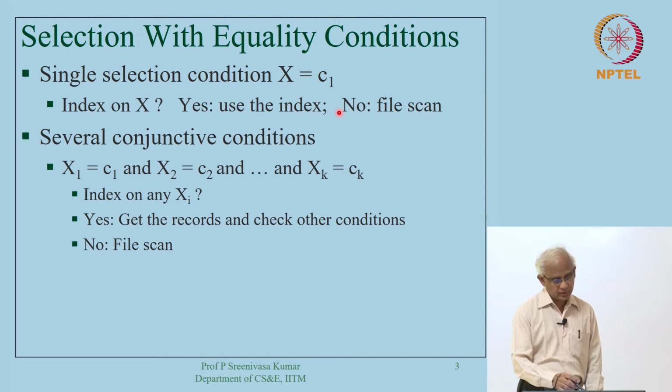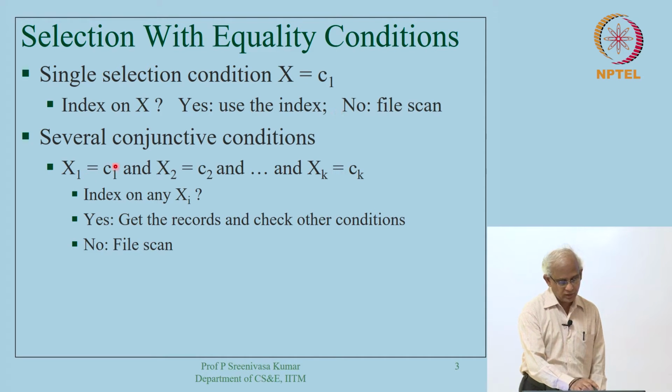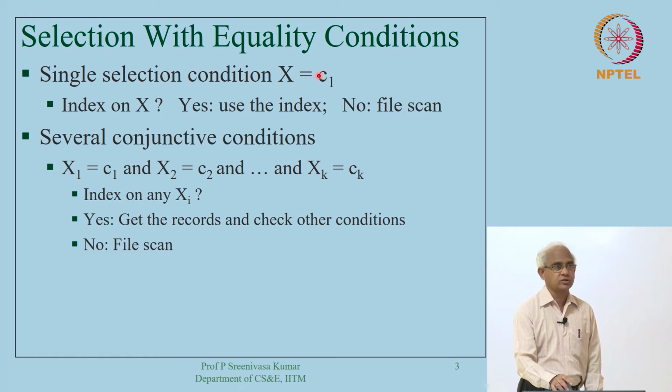Now, oftentimes the selection condition is not just a single condition. There may be a conjunction like this: x1 equals c1, x2 equals c2 and so on, xk equals ck.